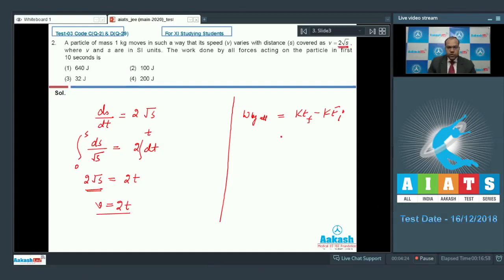So at t equal to 0, initial kinetic energy is 0, and final kinetic energy can be written as half m v square. So at t equal to 10 seconds, velocity becomes 20, so it is half into 1 into 20 square. So it comes out to be 200 joule. So option 4 is the correct answer. So the correct answer for question number 2 is option 4. Let's move to question number 3.